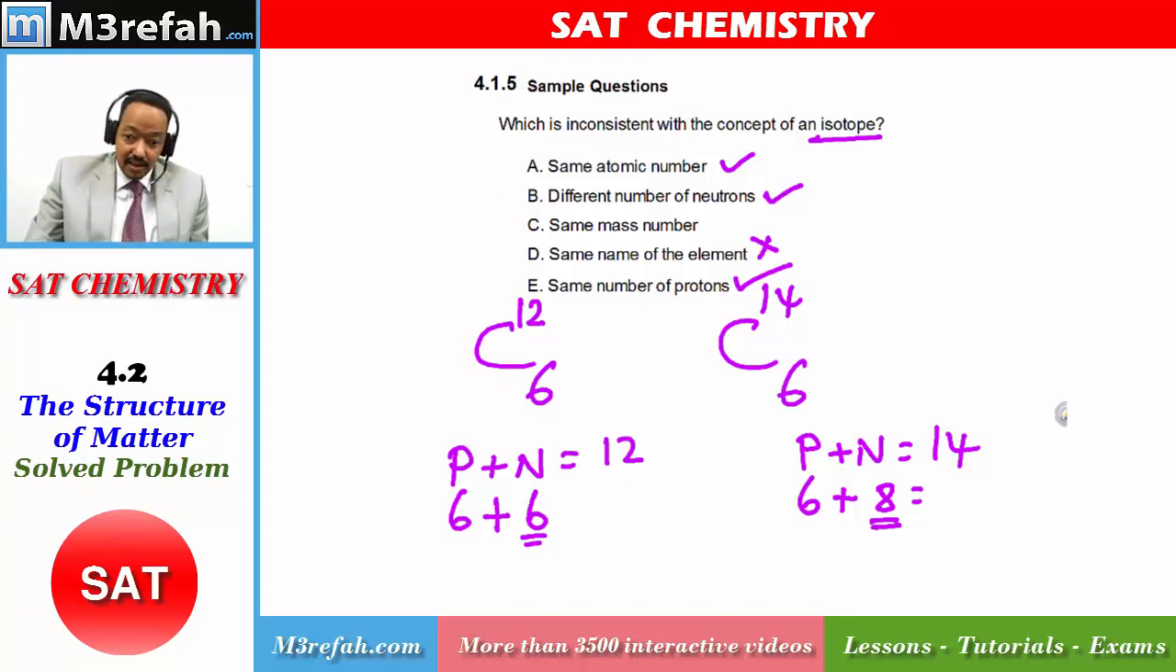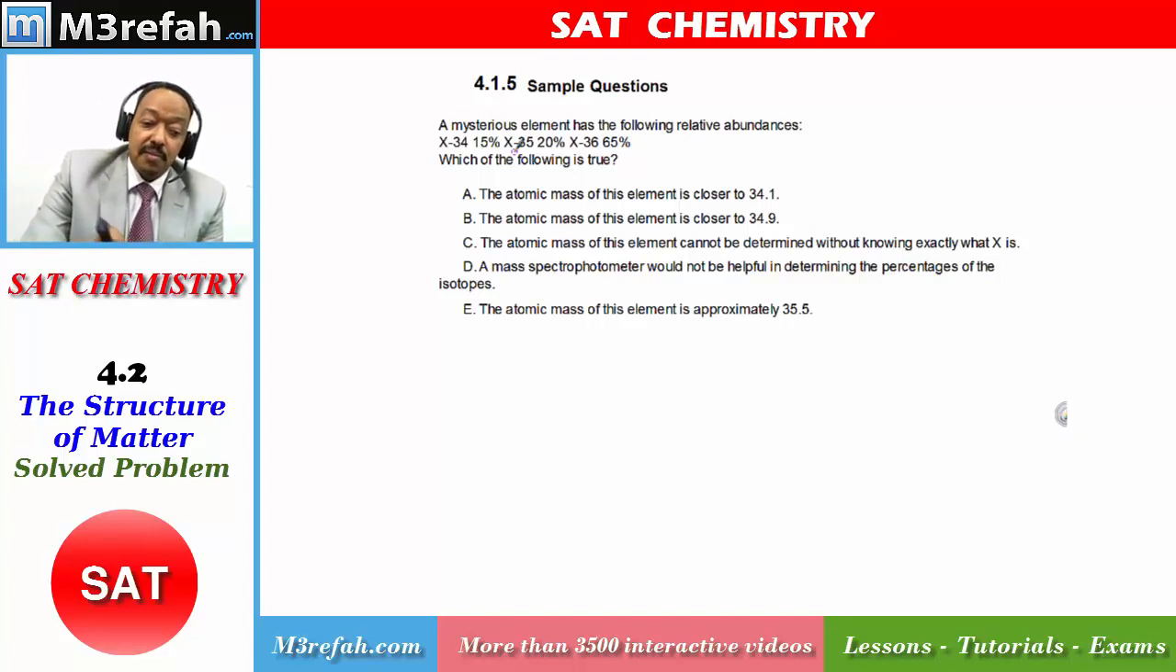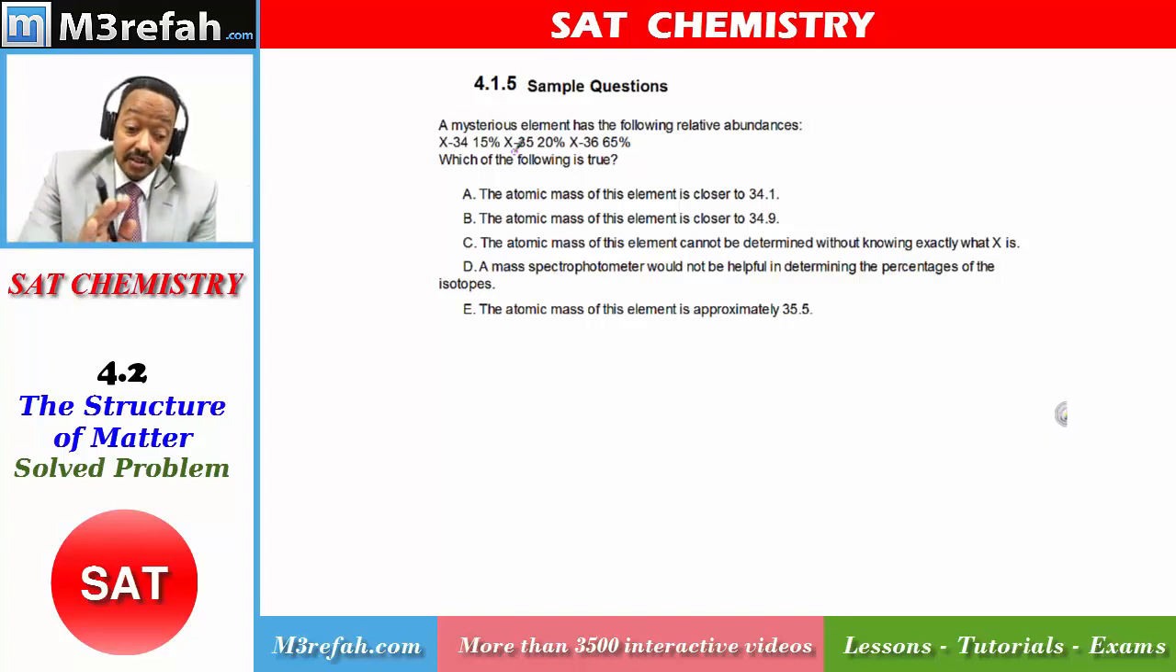So let's see the next question. Sample questions. It's all about a mysterious element that had the following relative abundance. This abundance is given according to the information given. One is 34.1, and the other is, because they are isotopes, atoms of the same element, the same element. We cannot have different masses for the same element in the periodic table. As a result, we have to take the weighted average.